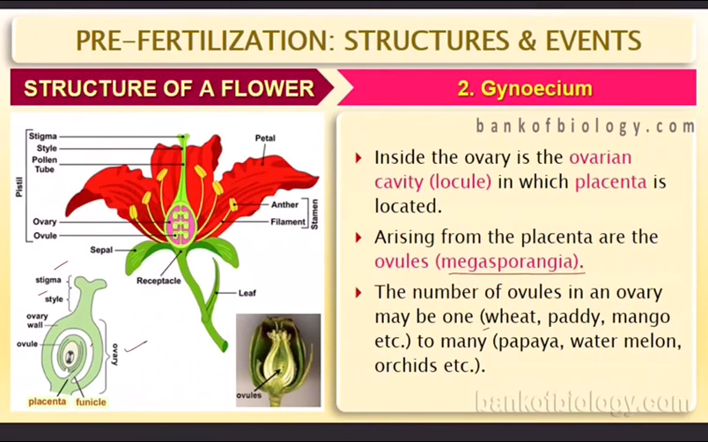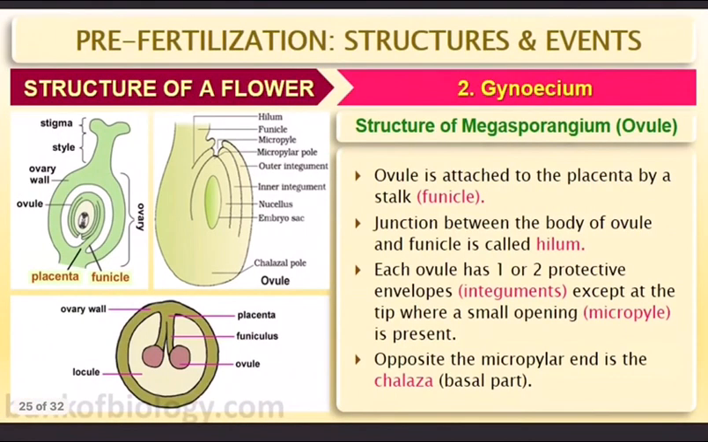So you have the stigma, style, and the bulged portion, the ovary. Inside the ovary you have the ovarian wall and then the locule, and inside the locule you have the ovules. So this is how the ovules are present. Now the structure of the megasporangium, that is the ovule. The ovule is attached to the placenta by a stalk called the funicle. Now look at this.